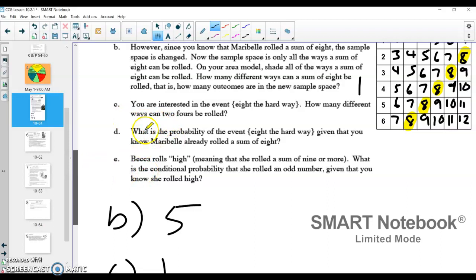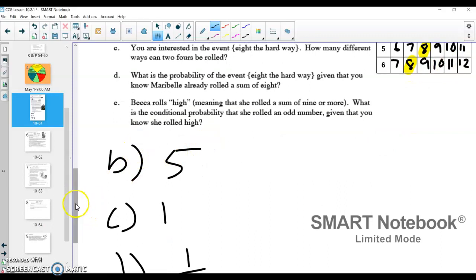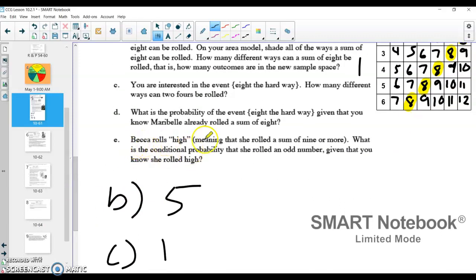And that's really the introduction of kind of conditional probability there in part D. We were given that she rolled an 8, so our sample space then changed. And then we said, well, 8 the hard way, there's only one way to get 8 the hard way, and our sample space changed to 5, so we say it's a 1 in 5 chance that she actually rolled it. And then in part E, it changes just a little bit, and so it says Becca rolls high, which means that she rolled a number of 9 or more. What is the conditional probability that she rolled an odd number, given that you know she rolled high?